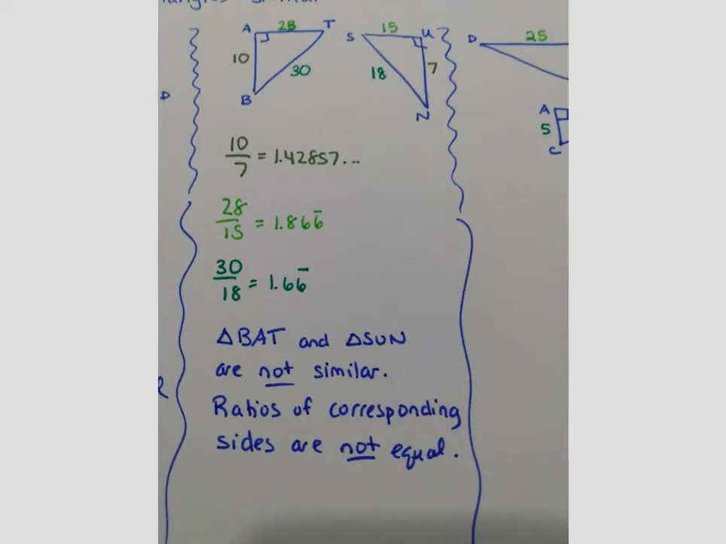Let's come over to this middle set of triangles. All I had were sides to work with, so I'm going to test those first. I compared the height 10 to the height 7. I compared this base of 28 to this base of 15. And I compared this hypotenuse of 30 to this hypotenuse of 18. Well, when I look at those three ratios, those are not the same. Therefore, triangle BAT and triangle SUN are not similar.